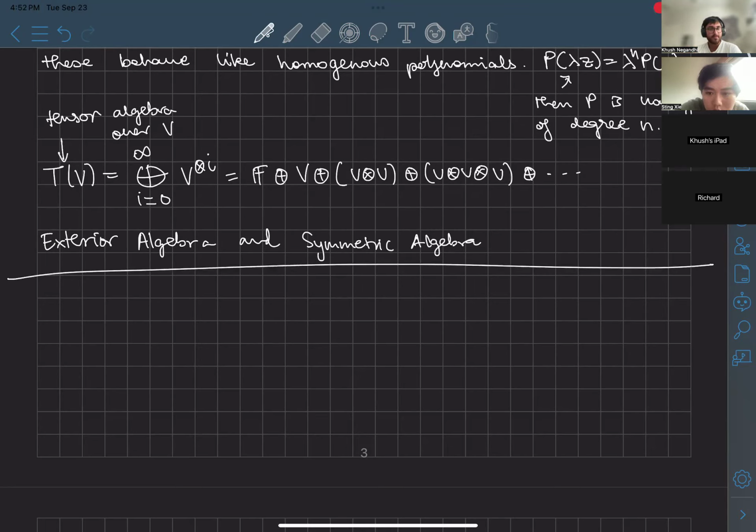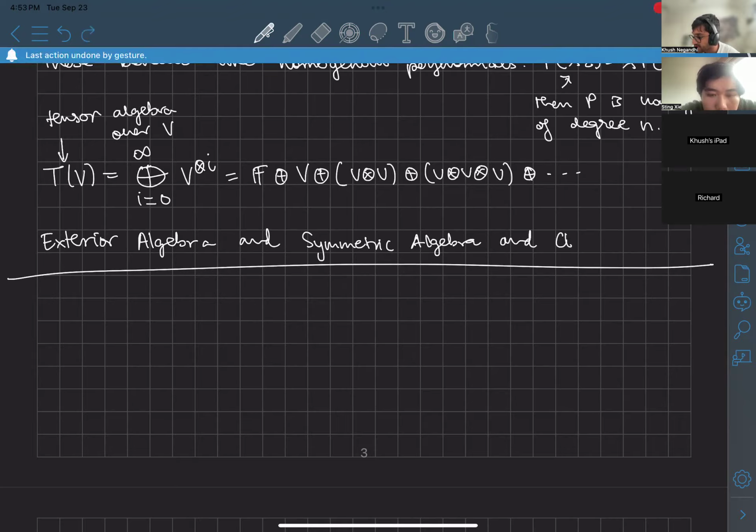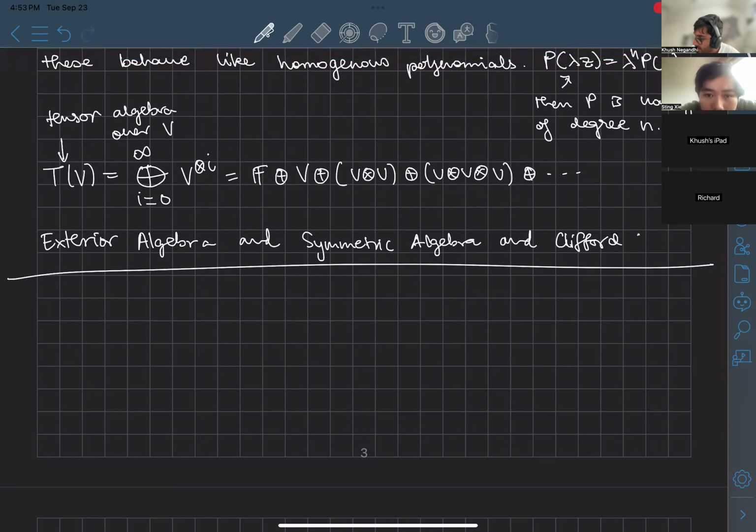Okay, so just keep in mind the definition of the tensor algebra. This will come up again when we talk about differential forms, and when we talk about spin. So this does have some use. For now, just keep this in the back of your head. And I guess we'll also discuss the Clifford algebra, but the Clifford algebra requires a lot more structure.